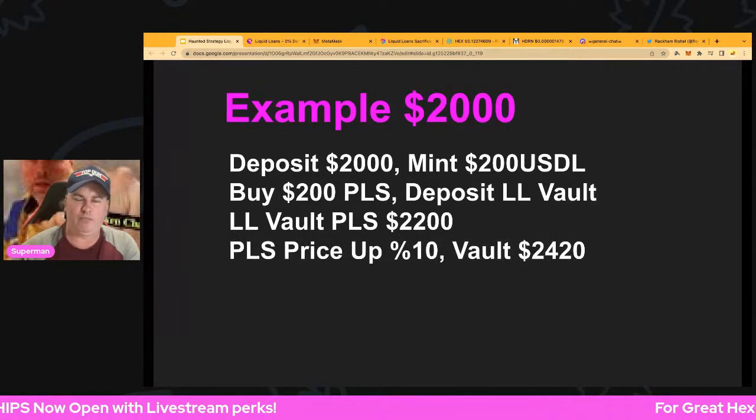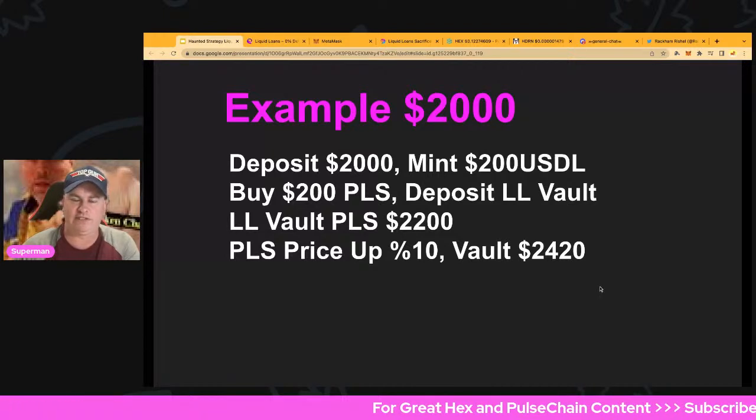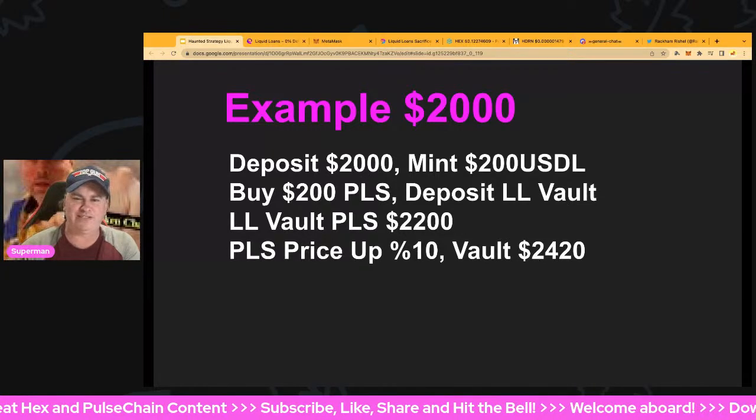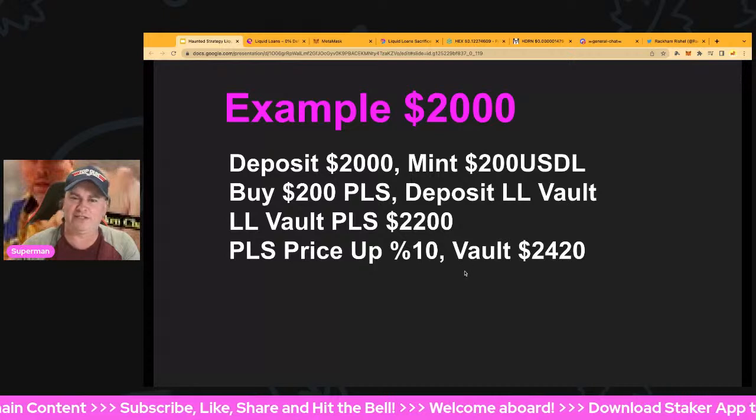We are winning. We've got more volume and more price. And therefore, our portfolio is now $2,420. And we start off with 2,000 and now it's $2,420. Just after a 10% price rise, so we're winning big time. I'm loving this. I don't know about you guys.